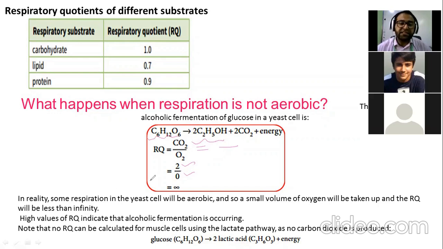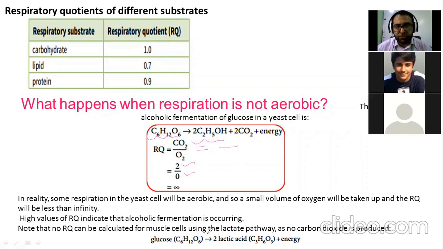But in reality, some respiration in yeast will be aerobic. If a little aerobic respiration happens at this time, a small amount of oxygen will be taken up and the RQ value will be less than infinity. Now if you move toward muscle, in muscle glucose converts into lactic acid. It means no utilization of oxygen will take place, right or no?